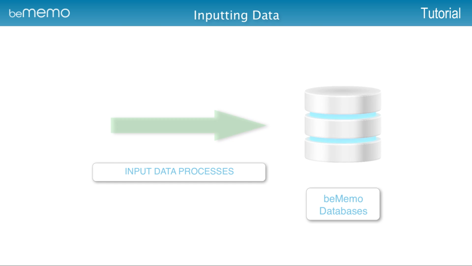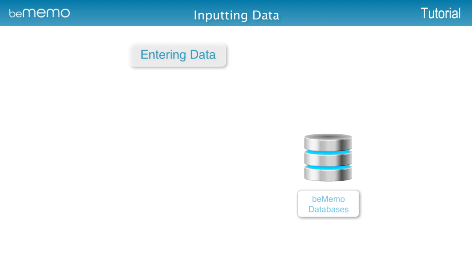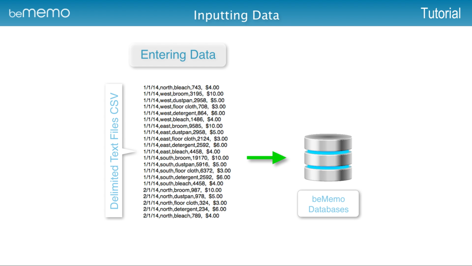In this tutorial, we will make an introduction to the process of entering data in BMemo. The simplest is directly through an Excel spreadsheet. We can also directly enter delimited text files.